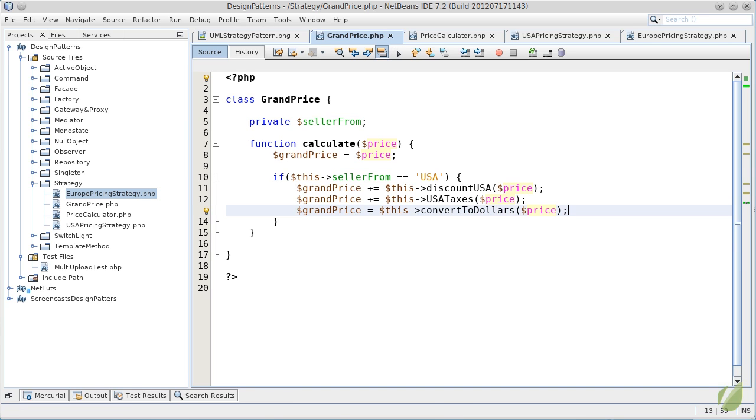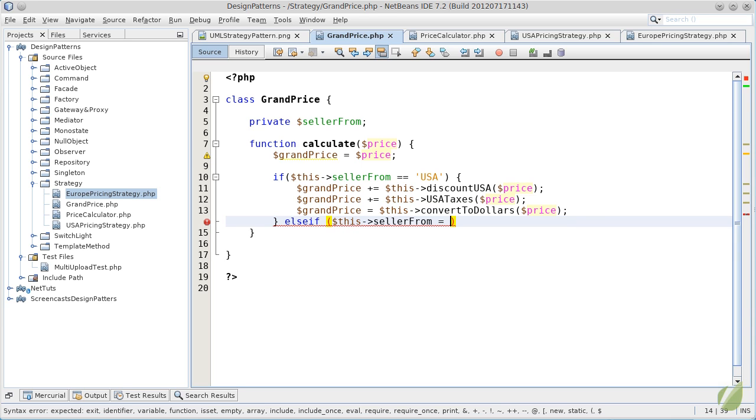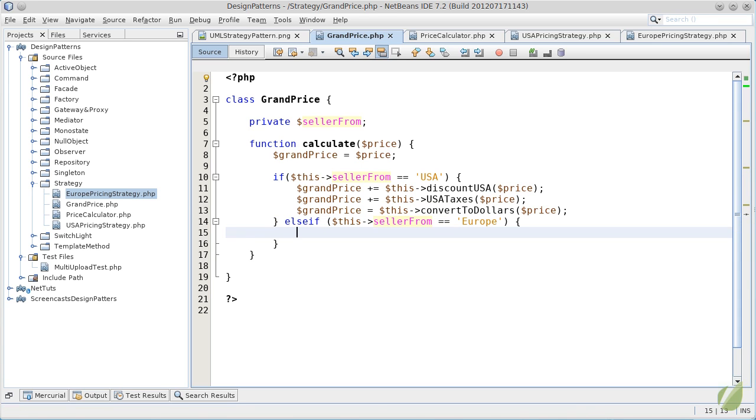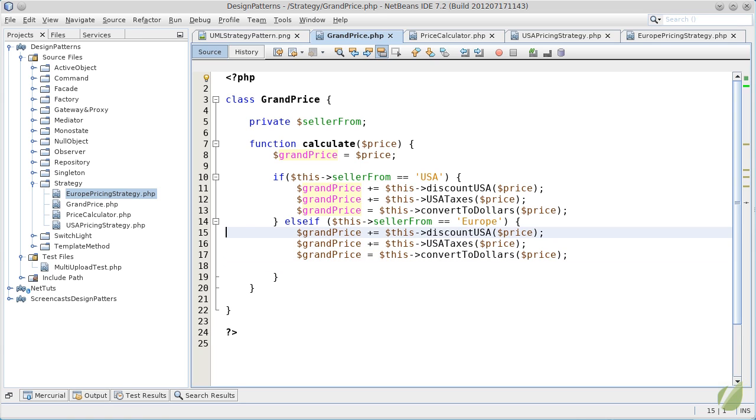So far, nothing exceptional. But if we continue with this logic, we will see that if our user is from Europe, then we will have a very similar logic. But instead of calling the taxes and discount and dollars on a USA method, we will have to implement a discount for Europe, a taxes for Europe, and the conversion has to be done to euro.